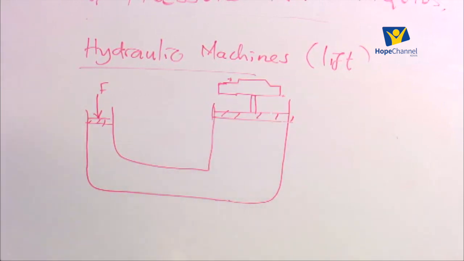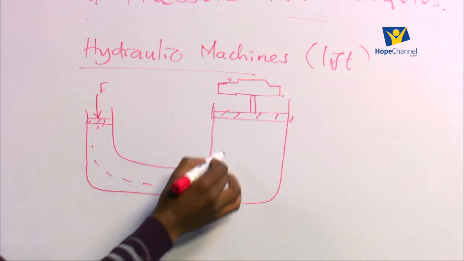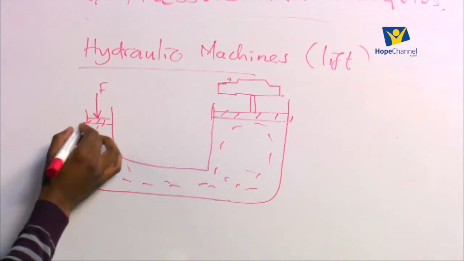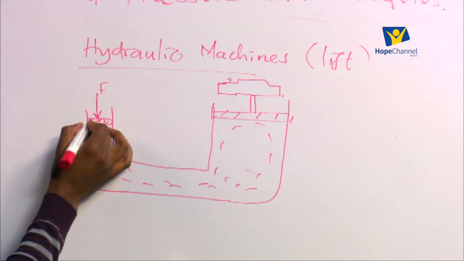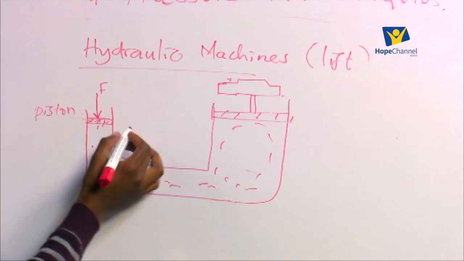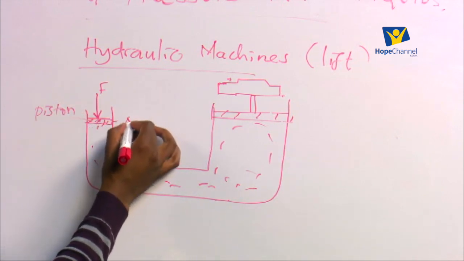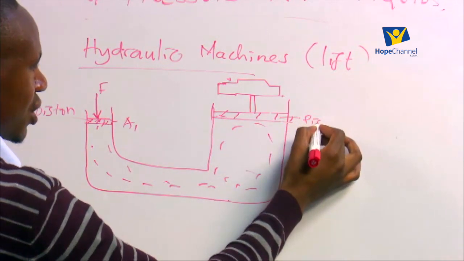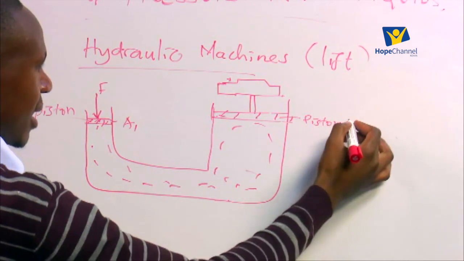Then there is a liquid down there. What is going to happen here: in the first arm there will be a piston. This is called a piston, and the piston will have an area, say area A1, and then we have another piston on the other side, piston 2, and let it have an area, A2.